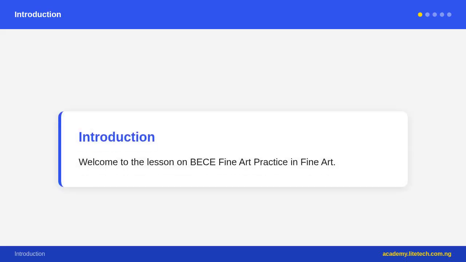Section A, Elements and Principles of Art. Question 1, state the 7 elements of art. Answer: 1. Line. 2. Shape. 3. Form. 4. Color. 5. Texture. 6. Space. 7. Value, light and dark.